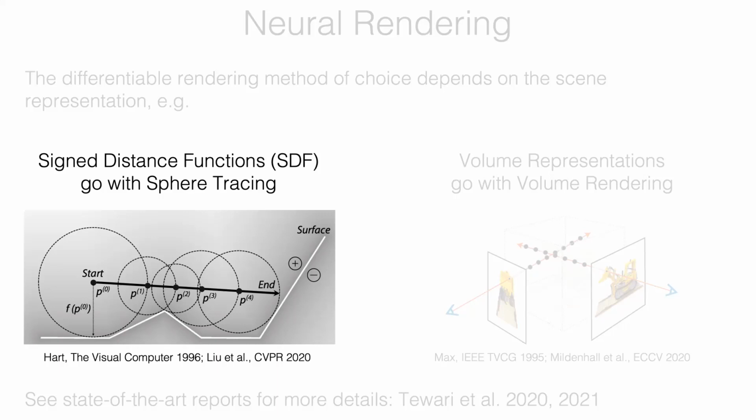I don't want to spend too much time on this. Just a few thoughts on sphere tracing, for example. In sphere tracing, you start along a ray at some random position and you query the underlying SDF to understand how far away the closest surface is. And you march along the ray for that amount of distance until you hit a surface.